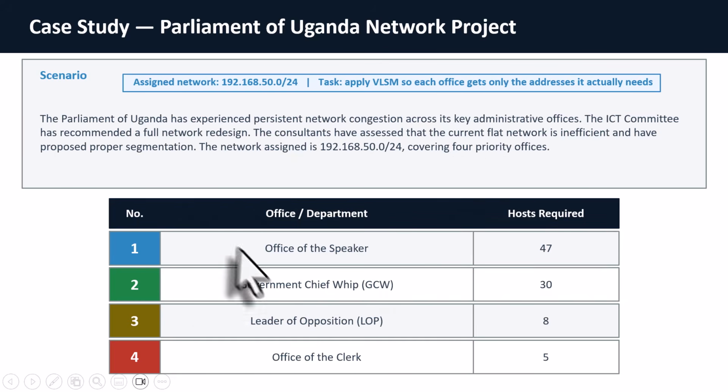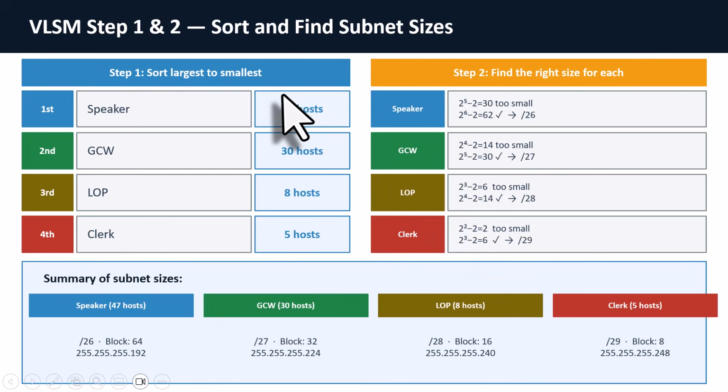In each of these departments, we have the office of the speaker, which needs addresses for 47 computers. We have the department of the government chief whip, which has 30 computers. We have the leader of opposition, who has 8 computers. And we have the office of the clerk. Like we said, the rule of thumb is to first sort from largest to smallest. So we're going to sort them: speaker's office needs 47, government chief whip 30, leader of opposition 8, clerk needs 5, and then we start working it out.